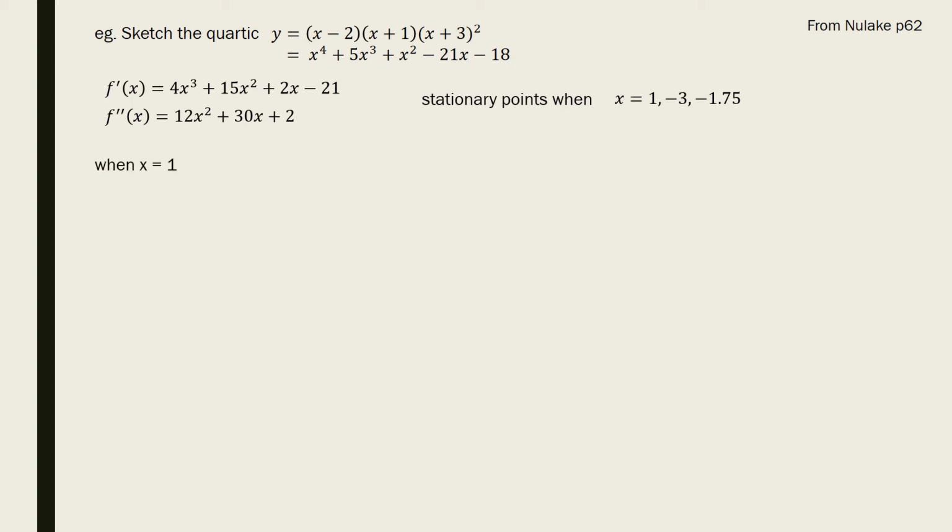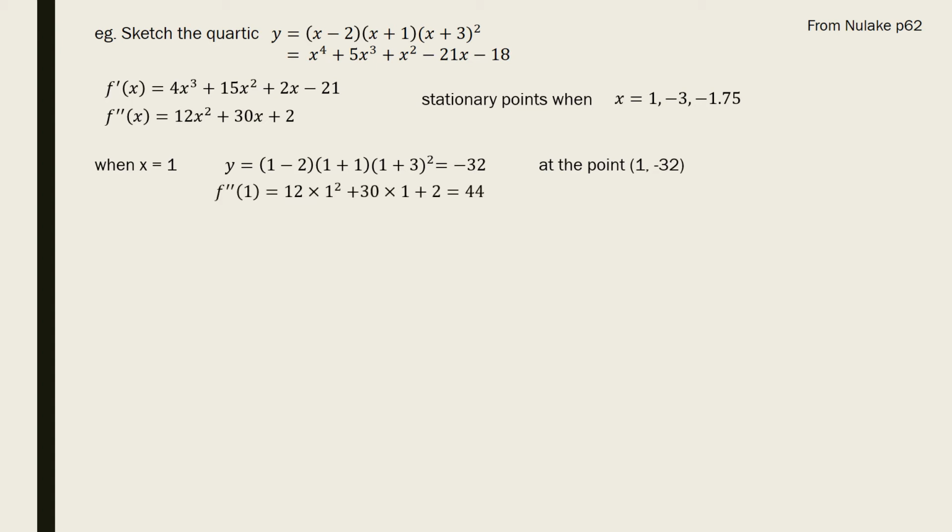So when x is 1 for the first one, we're going to find out what our y value is. Just substitute 1 into either one of those equations and we find out that y is negative 32. So we've got the first point of 1, negative 32. Now we're going to use f double dash and substitute 1 into it, and then we find out that we've got a value of 44. The fact that it's 44 does not have too much meaning for us at this stage, but the fact that it's positive does, and because it's positive it makes it a minimum.